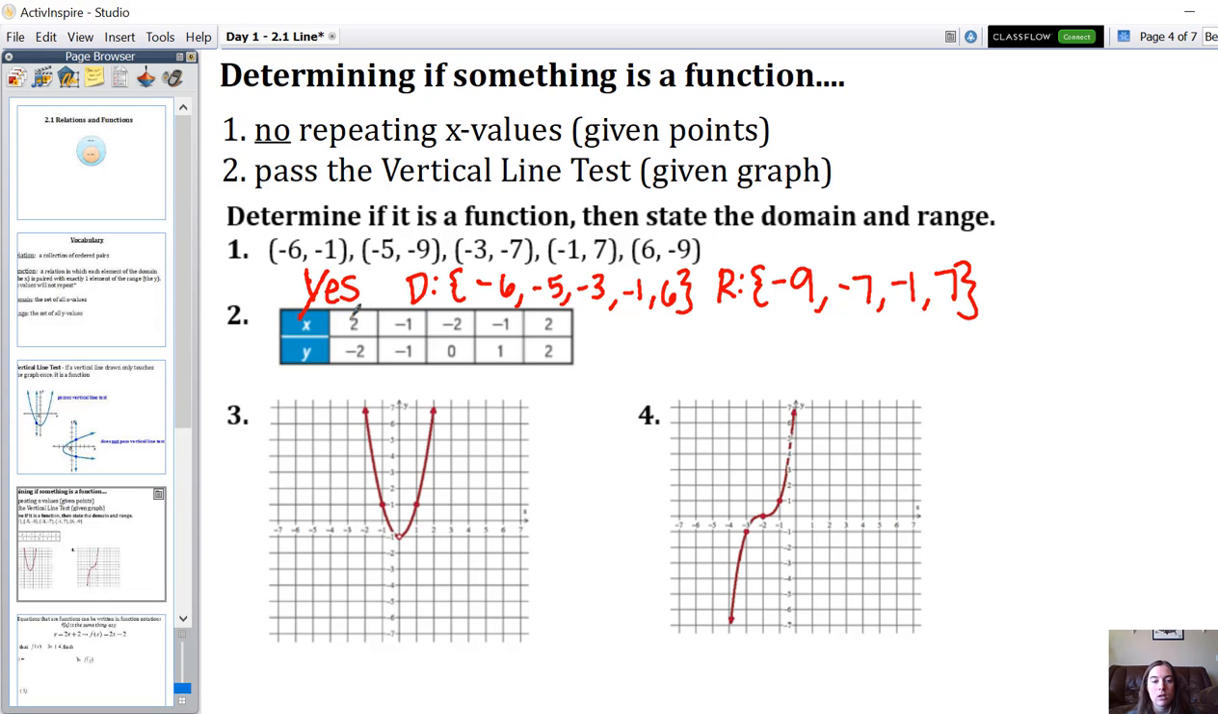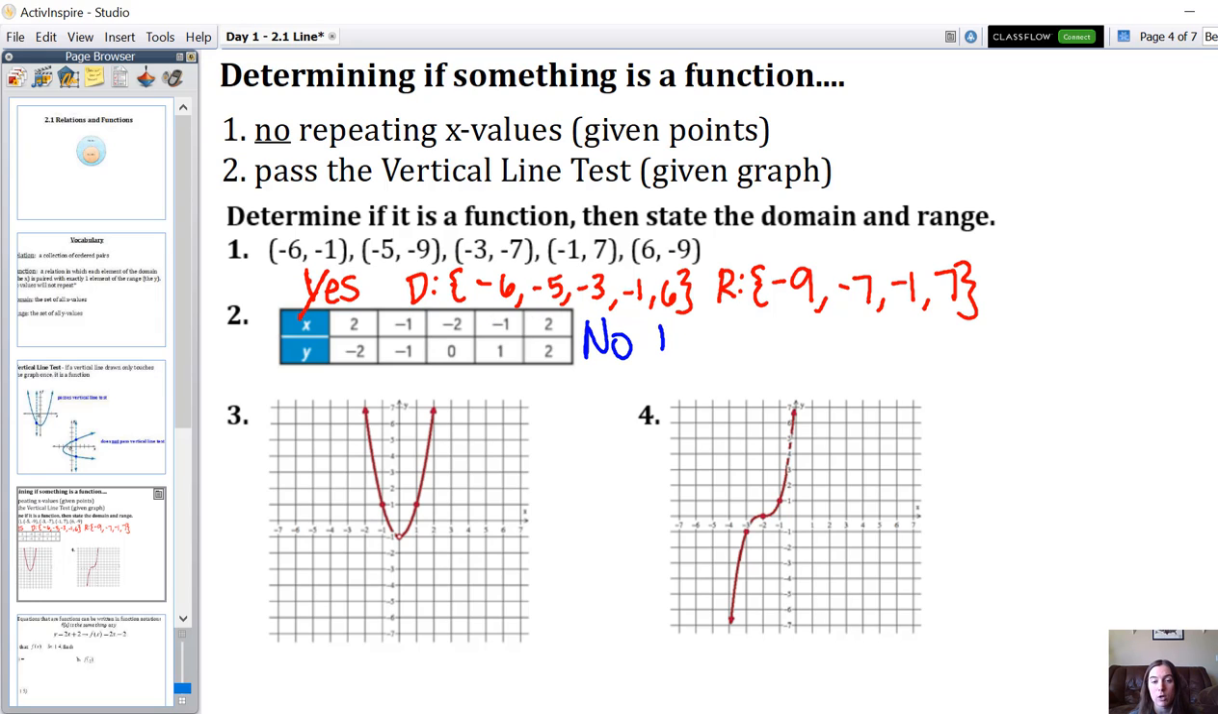Number 2, we have a table. This top row is all the x values, the bottom row is all the y values. So let's see if we have a function. Our x values are 2, -1, -2, another -1, and another -2. Because those numbers are being repeated, this is not a function.